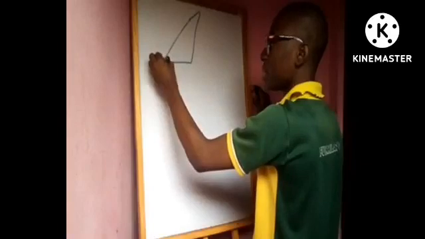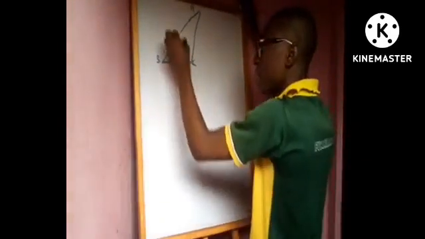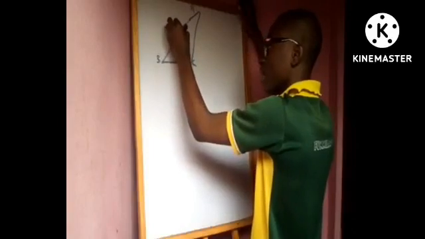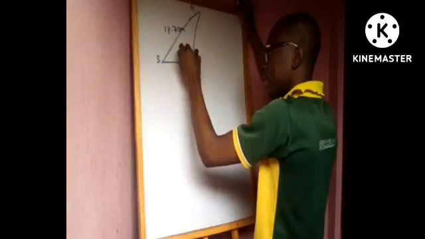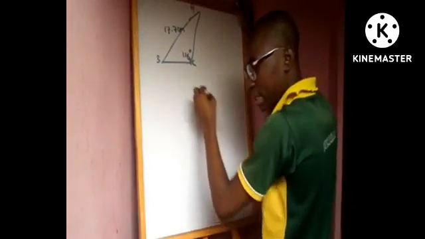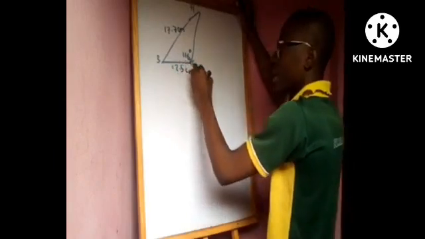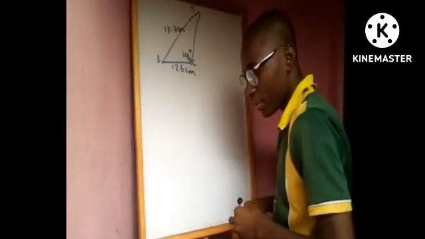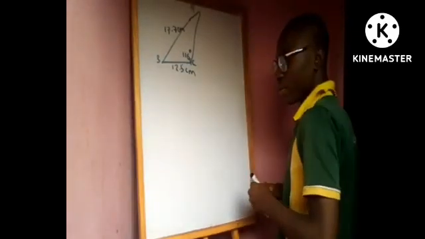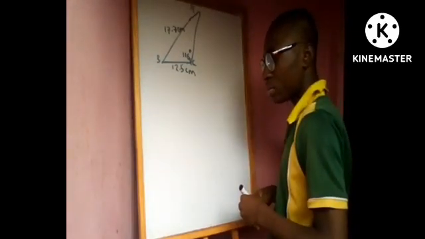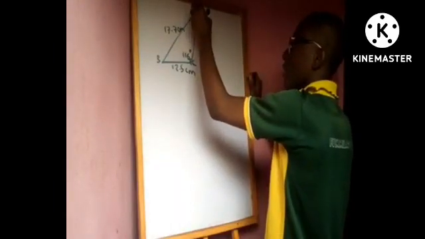Then this is B, and this is A, and this is C. Then this AB is 17.7 centimeter, and then this angle is 116 degrees, and then this is 12.5 centimeter. Now we are asked to find the remaining angles, but specifically, let's look for the value of angle A.